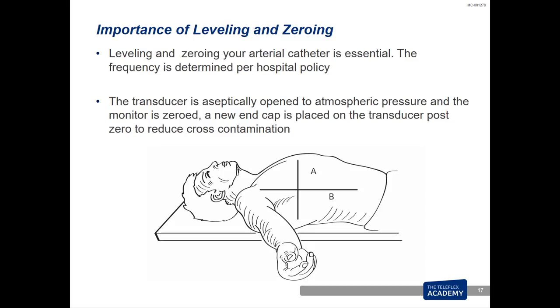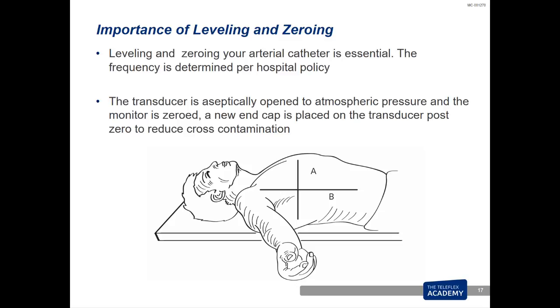So the importance of leveling and zeroing is probably one of the most important things that we do when we connect the arterial catheter and transducer to the monitor. The pressure transducer must be leveled to the phlebostatic axis, as we've covered, but the position of the transducer is very important. When determining phlebostatic axis, the patient's normally in a flat position. It's the level of the right atrium on the inserted side. And you can adjust the transducer as the patient adjusts in height or bed position.